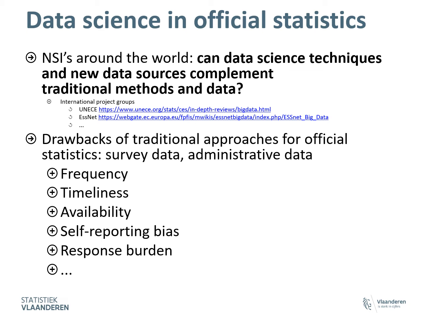What we're mainly looking into is alleviating several drawbacks of traditional approaches for official statistics, such as the drawbacks of survey data and administrative data. Some of these drawbacks are the frequency, or how often is the statistic generated, the timeliness, how long do we have to wait in between the occurrence of an event and its inclusion in a published statistic, the availability, as data on such a topic might be missing. There could be self-reporting bias in surveys, and surveys also impose a response burden on the respondent. And there are also other drawbacks that these new data sources and techniques could aim to improve.